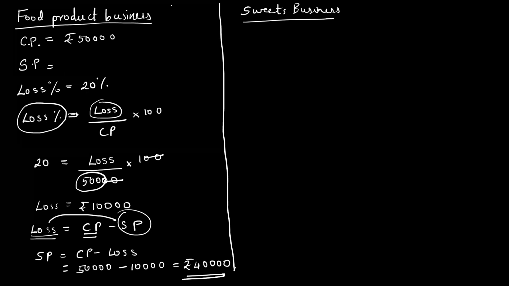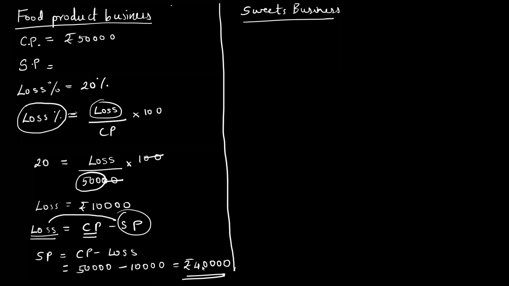So the formula for loss percent, as we know, is loss upon CP into 100. We substituted both the things that we know, so that is 20 and 50,000. We cancelled the two zeros, took it there, so I got loss as rupees 10,000. The formula for loss is CP minus SP, and since I want SP, I'll exchange loss and SP. So SP is equal to CP minus loss, which is 50,000 minus 10,000, is rupees 40,000.